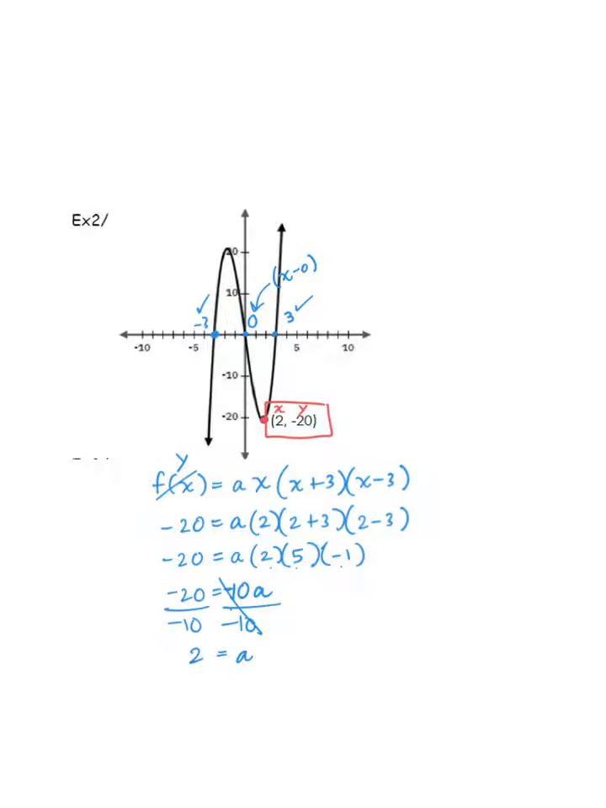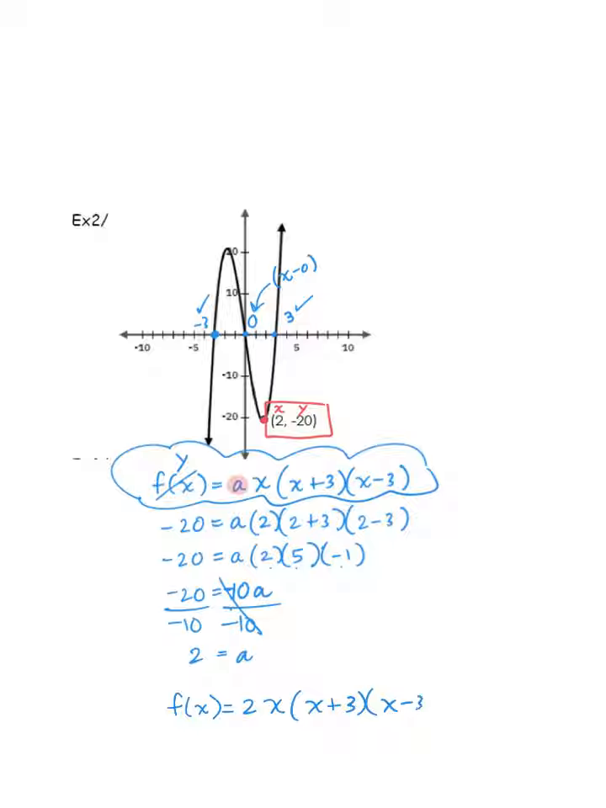And the last thing that we do is write our final answer. So our final answer is our equation, but I'm just going to replace a with the value that I just found, right? So f of x equals 2x(x plus 3)(x minus 3). And there's my final answer.